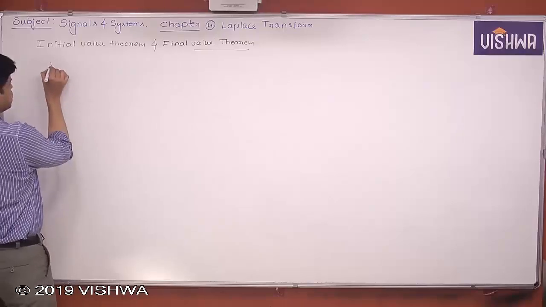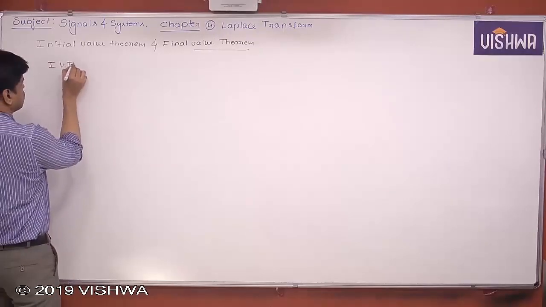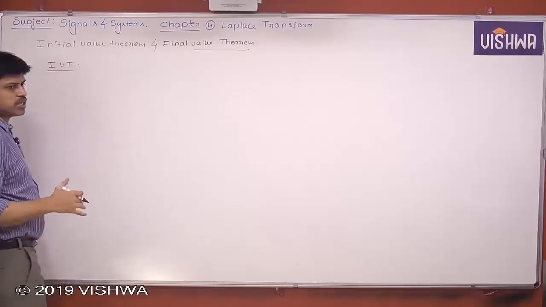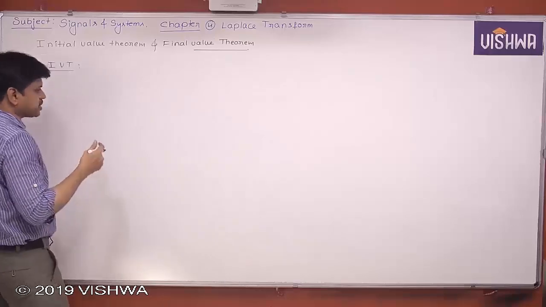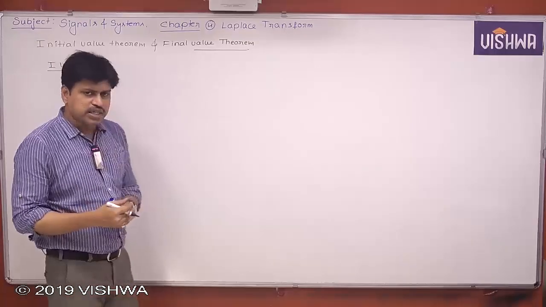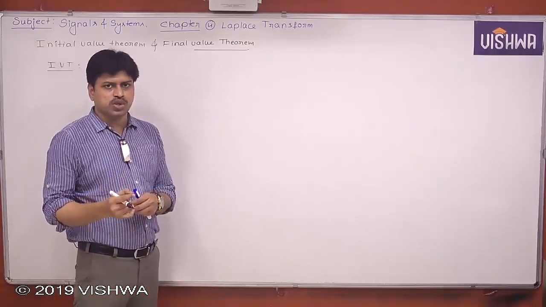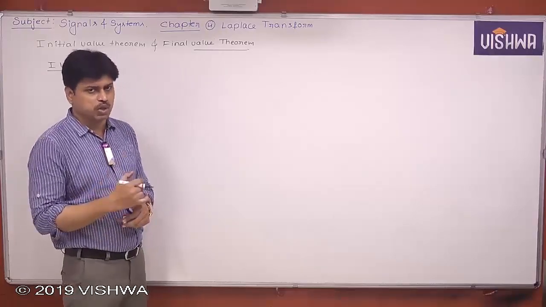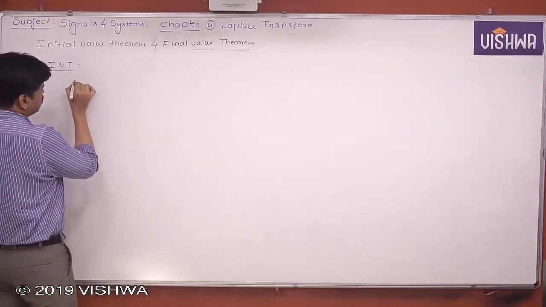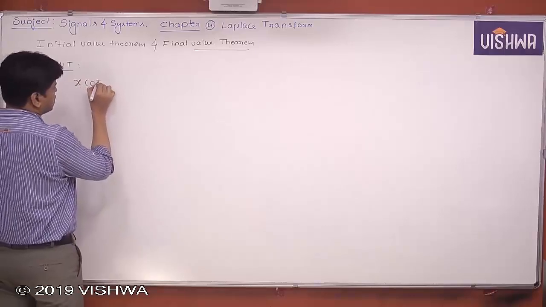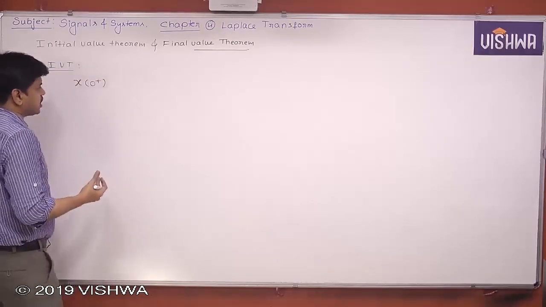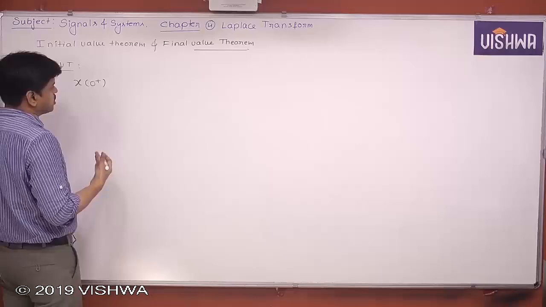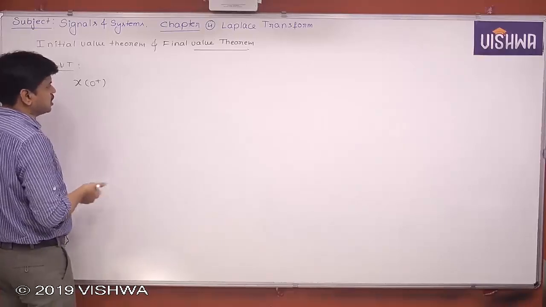First, let's see the initial value theorem. The initial value theorem talks about the initial value. Suppose I know the x of t signal, what is the initial value? When you substitute 0, but not exactly 0, it is 0 plus. Initial value means 0 plus. So x of 0 plus is called the initial value. If you know x of t, we put t equal to 0 plus, then we can get the initial value.